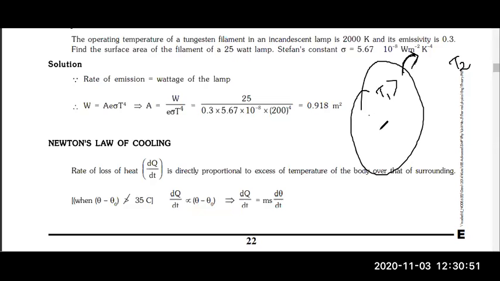So the rate of change of heat in this object is given by dQ by dt, which is basically m s delta T by dt. Yes or no? So the rate at which this object is cooled down will depend on the rate of change of temperature of this object. Any issues? Tell me.